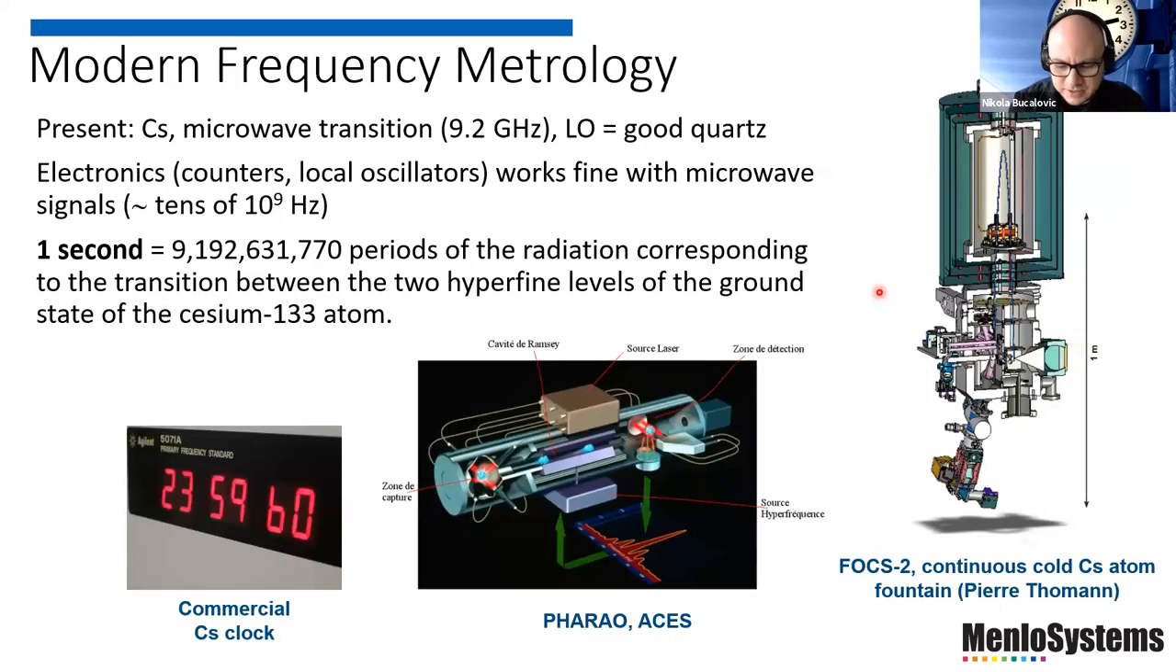At the current moment, the definition of the second relies on the cesium atom, on a hyperfine transition in the cesium atom that is at the level of some gigahertz, some 9.2 gigahertz. And if you remember the slide from the beginning, this kind of system uses some good quartz as a local oscillator. Now, with the first part of this webinar, you should know what good quartz means when somebody tells you, this is the oscillator with a fractional frequency stability of 10 to the minus 11 at 1 second. Now, I guess you are able to know what it means.